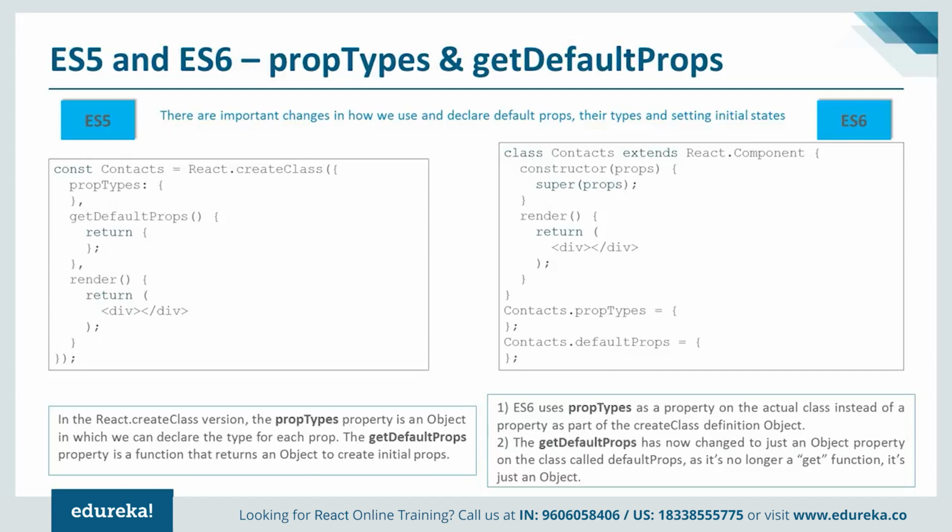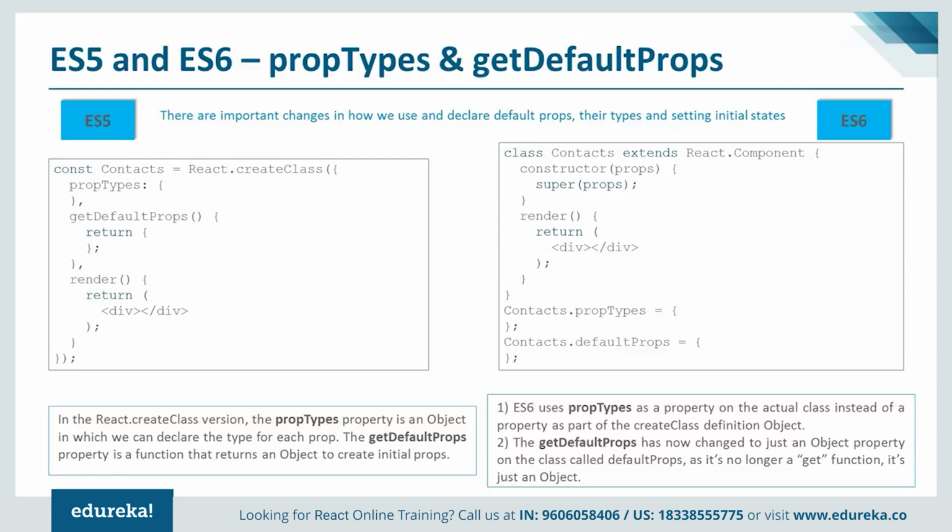The propTypes and the getDefaultProps. This is the ES5 code and this is the ES6 code on the right hand side. On the left hand side, in the ES5 code, in the React.createClass version, propTypes, as you can see over here in the code, is a property. It is an object in which we can declare the type for each prop. The getDefaultProps property is a function that is returning an object to create the initial property. ES6 uses propTypes as a property on the actual class instead of a property as part of the createClass definition object.